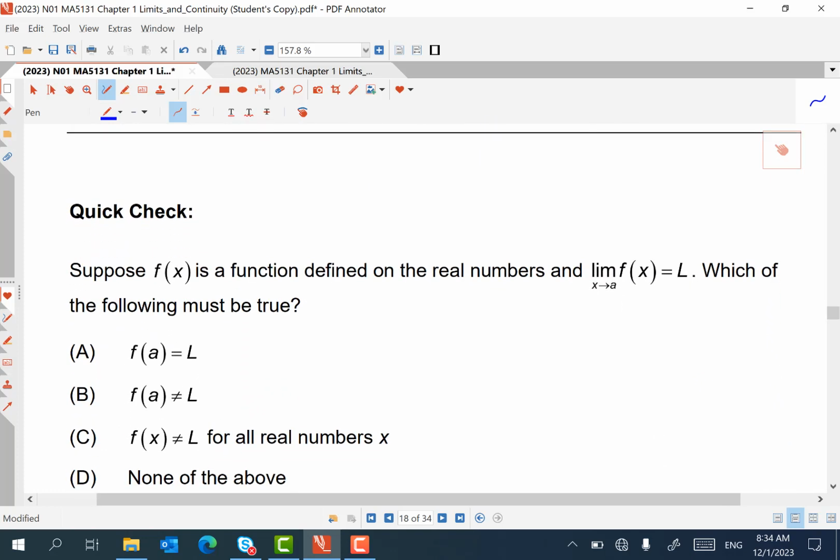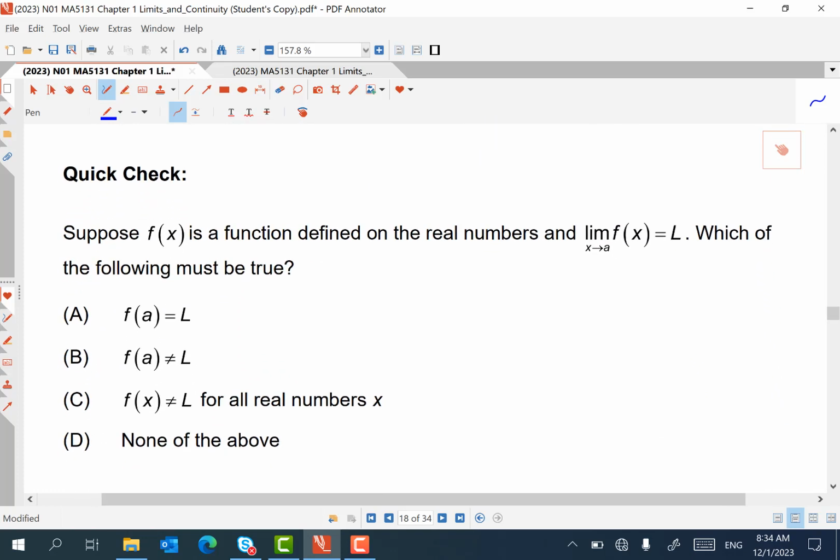Okay, another quick check. Suppose the function is defined on real numbers, and this limit is given. Which of the following must be true? You want to ponder first, and then we say it together at the count of 3, okay?